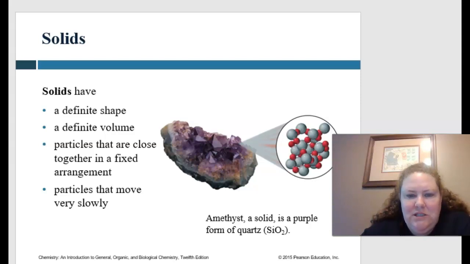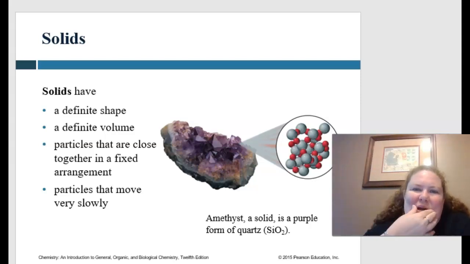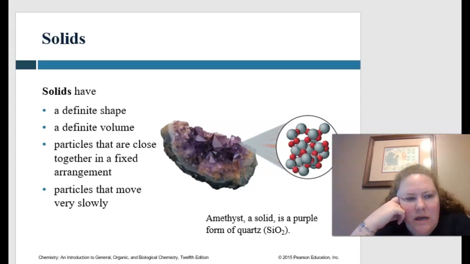When talking specifically about solids, solids have a definite shape, a definite volume, and particles that are close together in a fixed arrangement. And these particles move very slowly. It's kind of crazy to think about, but a rock still has particles that are going to move, right? It's because all these atoms, electrons are buzzing around. We're going to be talking about electron orbitals and everything coming up, and it's just pretty cool.